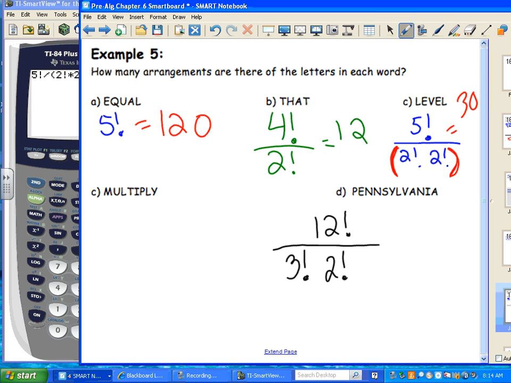Okay, making sure. Now, that's how you set it up. There's 2 repeats. There's 3 N's, 2 A's. Please keep parentheses around your 3 factorial and 2 factorial. Go ahead and put that in your calculator, and then put your pencil down once you get it. So 12 factorial divided by, all in parentheses, 3 factorial times 2 factorial.